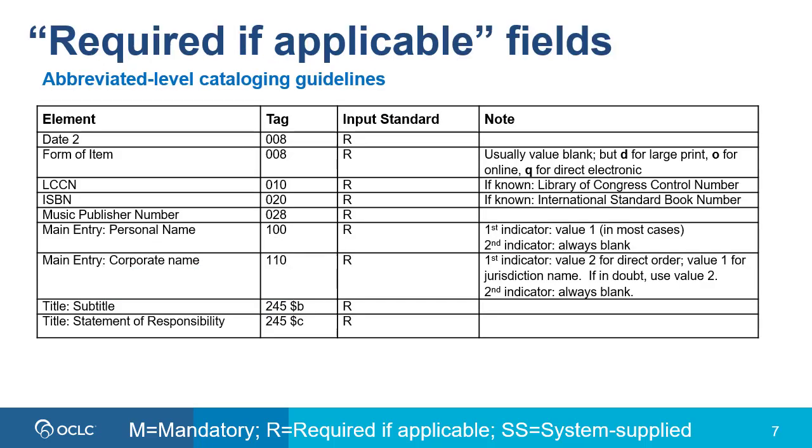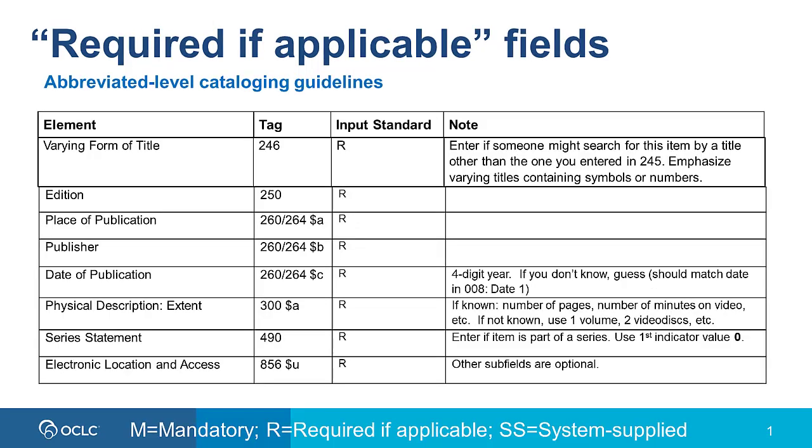These are the fields that are considered required if applicable for brief level records. That means that if it applies to the item and you can supply the information, you should. Remember, the more data you can add, the better, since that will be helpful to others searching for the item in WorldCat. These are additional required if applicable fields.